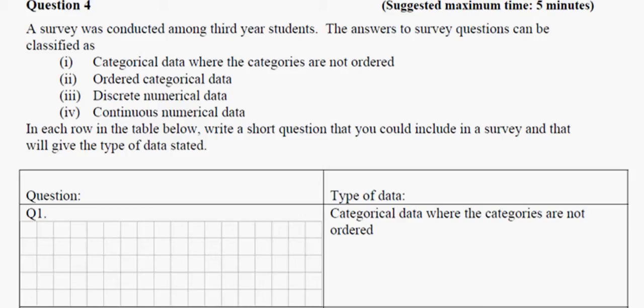Okay, so the first thing we need to know is what are these types of data, okay? And what do they mean? So we'll just write down the meaning of each one, so we know what each answer should be, okay? Now, categorical data means categories, okay? So an example would be categorical where the categories are not ordered. Okay, so categories. So an example would be, who is your favorite football team?